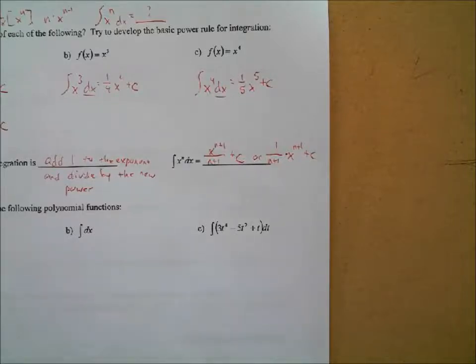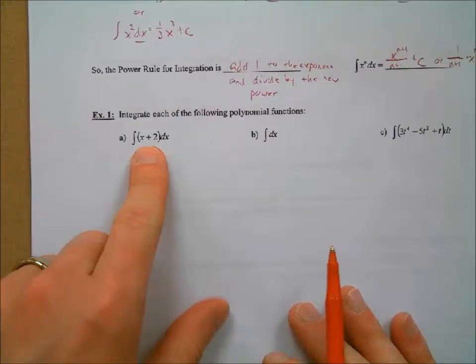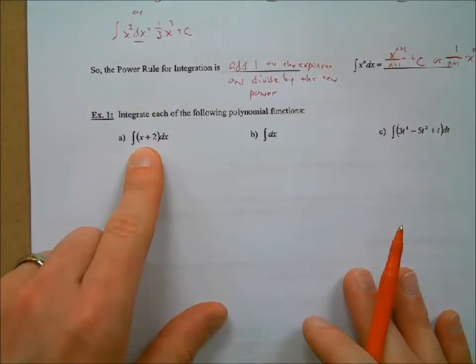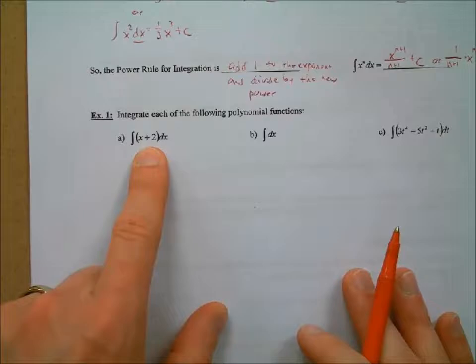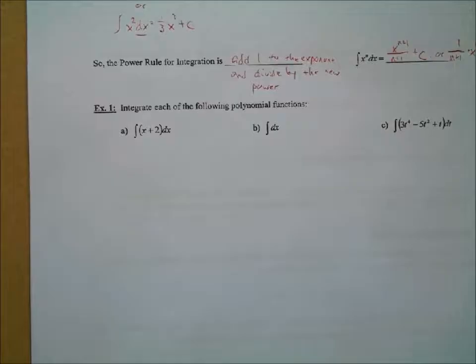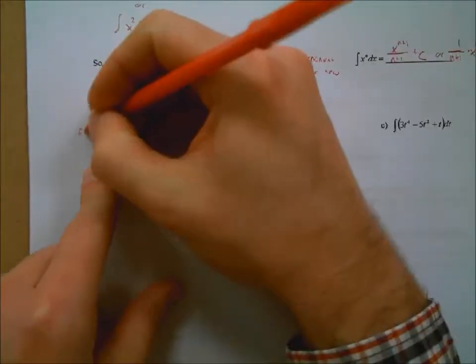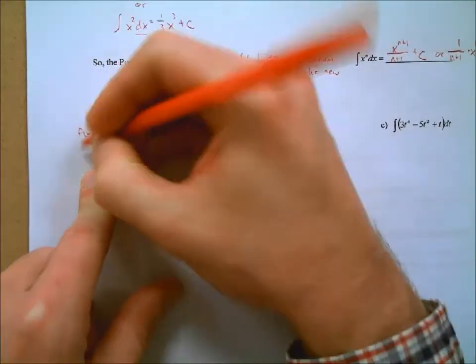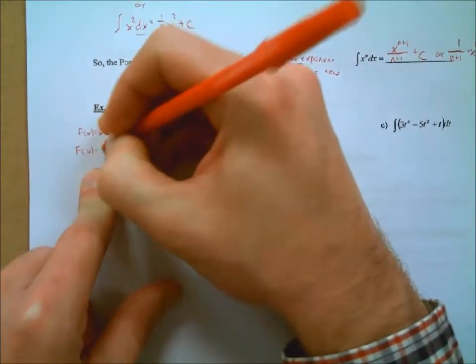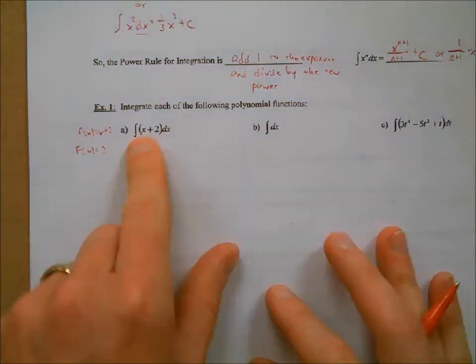So this is more typical of what you will see as a problem. We are going to integrate this thing, and so we want to come up with its antiderivative, okay? You could say, in other words, that this thing right here, lowercase f of x, is x plus 2, and we want to find capital F of x. That's kind of what this is asking in so many words, okay?